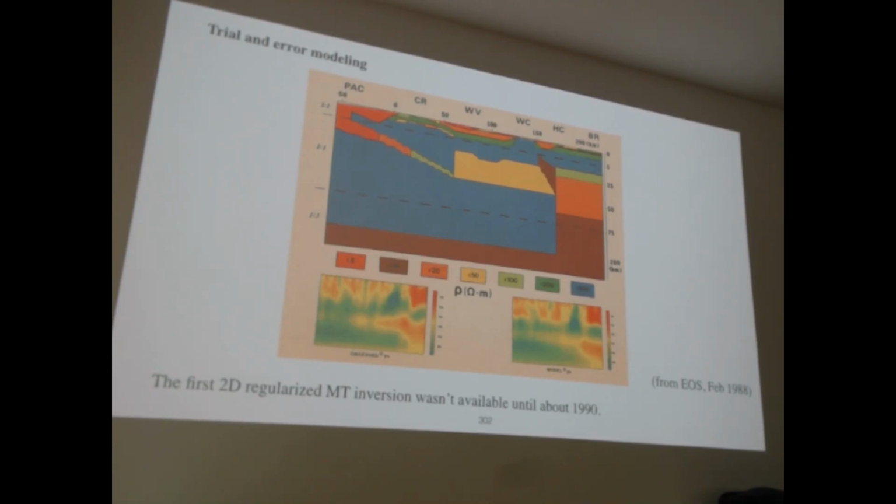Trial and error forward modeling is all he had. And he did a pretty good job. Of course, he painted the subduction zone in because he expected to see one. So you never know when you do this how much is given by the data and how much is Phil Wannamaker's picture of the Earth. But still, it fits the data.